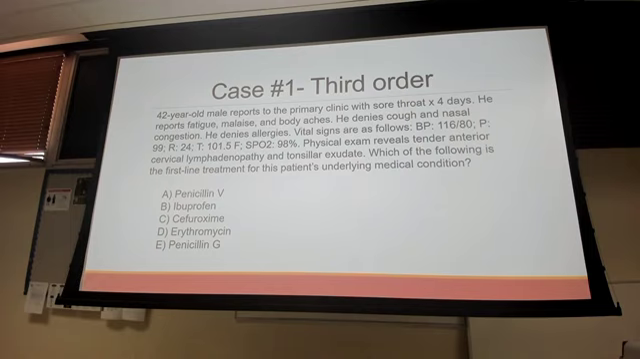All right. Another volunteer. It looks like you're the spokesman. 42-year-old male reports to primary clinic with sore throat times 4 days. He reports fatigue, malaise, and body aches. He denies cough and nasal congestion. He denies allergies. Vital signs are as follows. Physical exam reveals tender anterior cervical lymphadenopathy and tonsillar exudate. Which of the following is the first-line treatment for this patient's underlying medical condition? Thank you. Right side and left side spokesman.